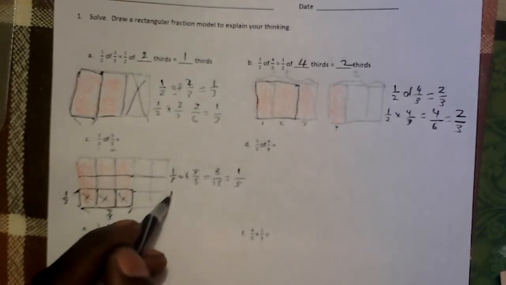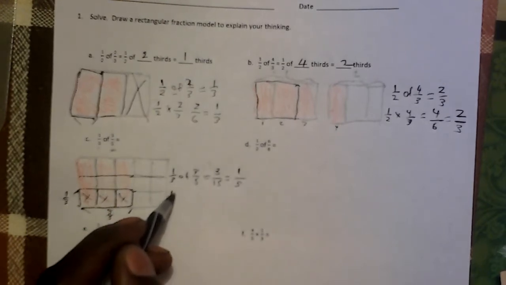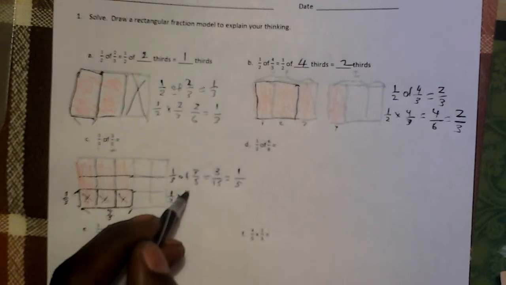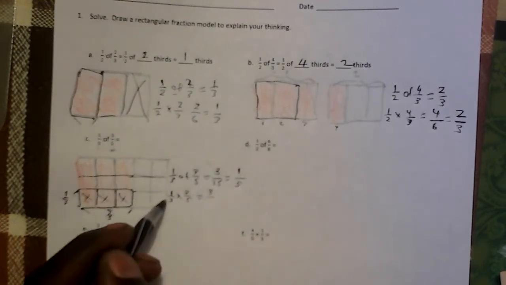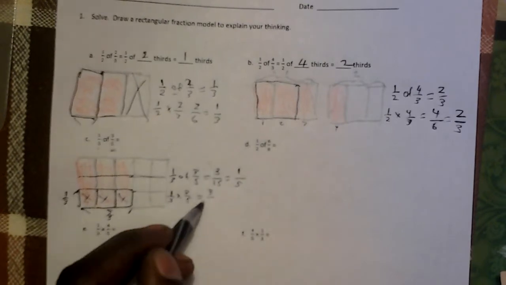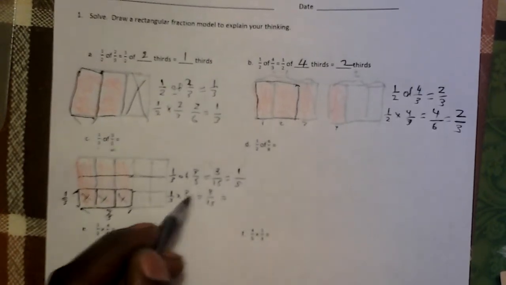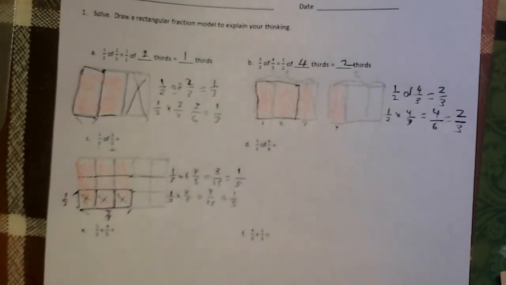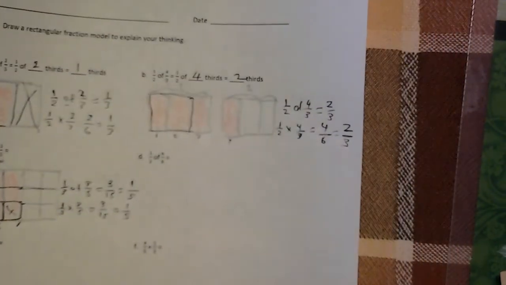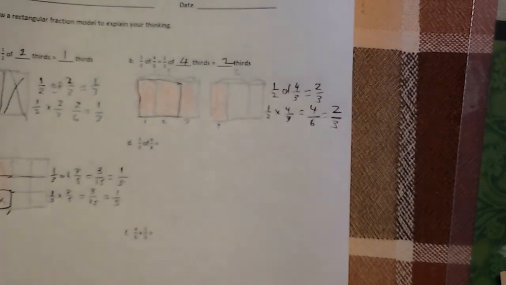So let's check with multiplication. So we got 1/3 times, because of means times, 3/5 equals 3. 1 times 3 is 3. 3 times 5 is 15 equals 1/5 when we reduce, right? Okay, very good. Now do you see the way we did that? So let's move on to the next one and see if we can do that.